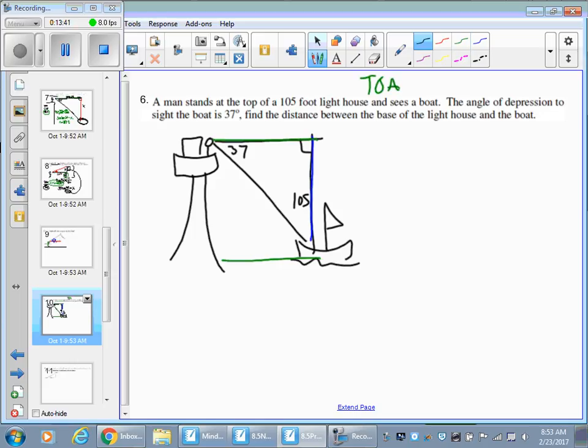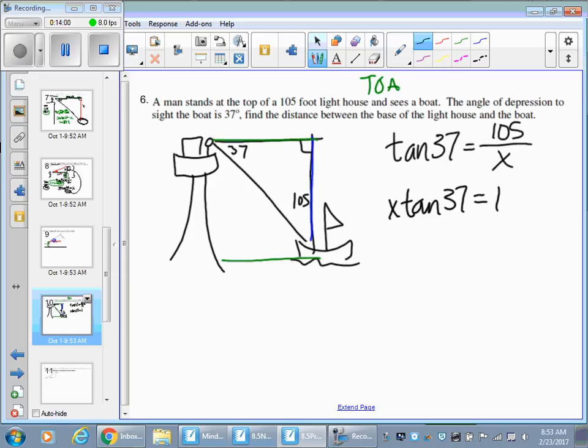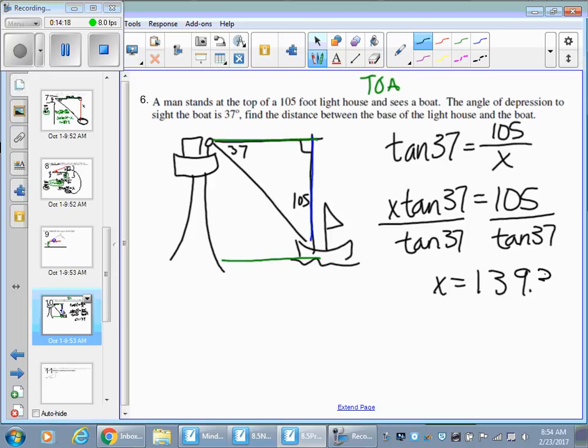So let's get this set up. The tangent of 37 equals the opposite over the adjacent. So now we have x times the tangent of 37 equals 105. Then we have to divide by the tangent of 37. And we end up with x equals 139.3 feet.